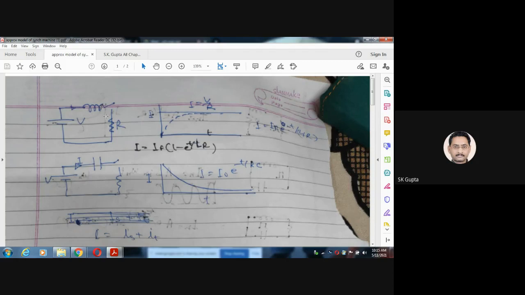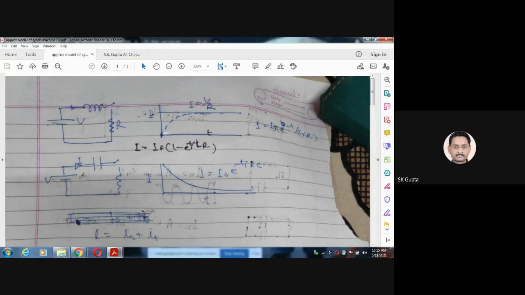But when you switch on, at t equal to 0, the current will be 0, because the inductor will not allow the current to flow freely. So the total current, the net current, is given by IF times 1 minus e to the power minus tR by L. Here it is IF minus IF e to the power minus tR by L. This is the natural current, IN. So this I is given by this.